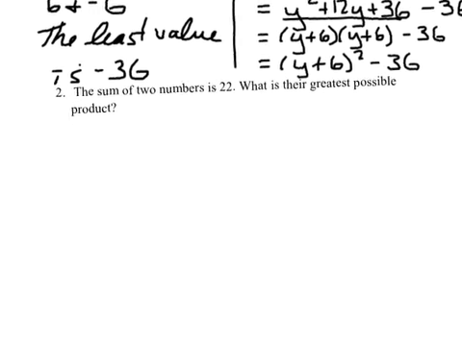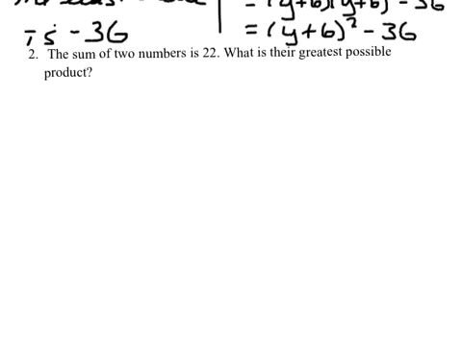Okay, so let's try another one. That's a lot of stuff right there. So this one says the sum of two numbers is 22. So I'm just going to write that down. Let me change the color back. Okay, so the sum of two numbers is 22. So x plus y is 22.